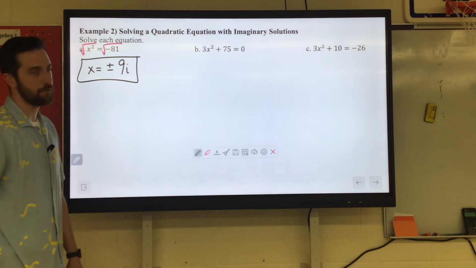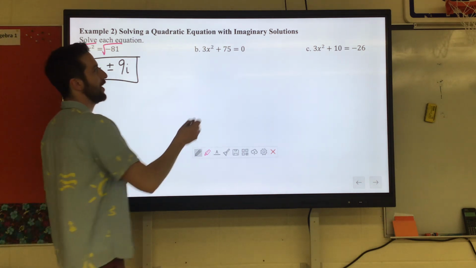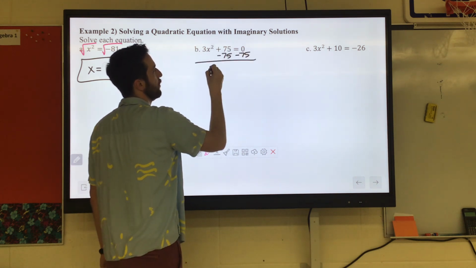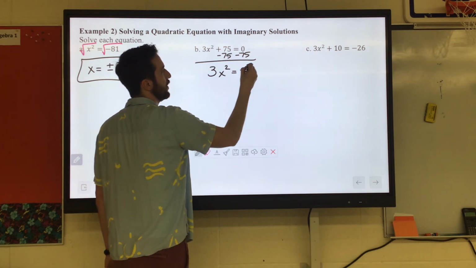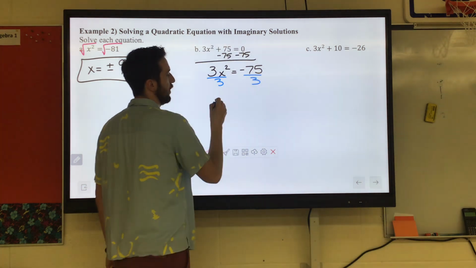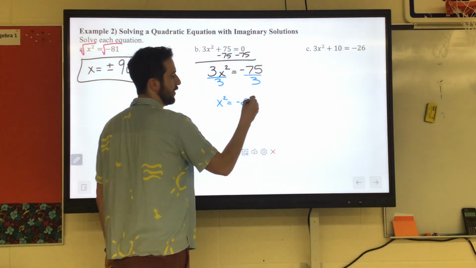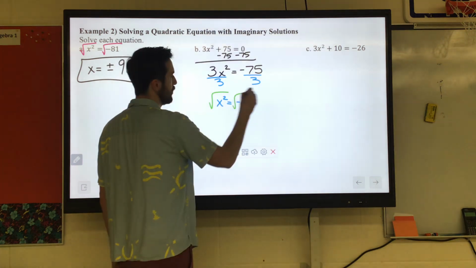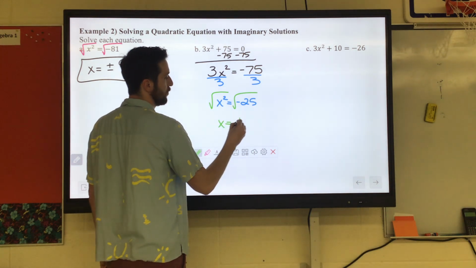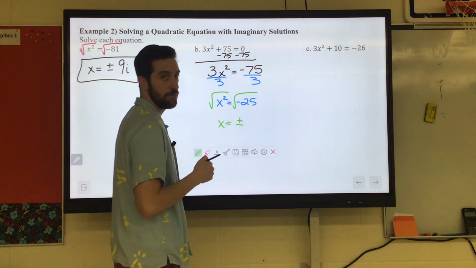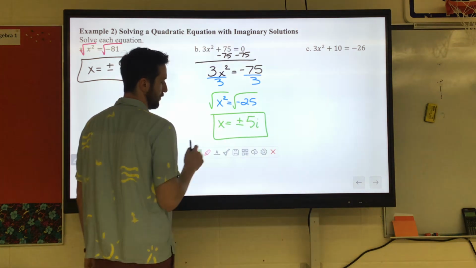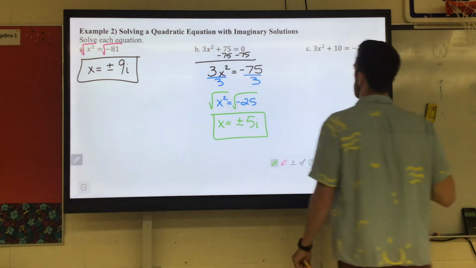Now, there's a step before we do that on number 2. On b, you have to isolate the x squared first. So we're going to subtract the 75 from both sides. 3 times x squared equals negative 75. Then we have to divide by 3. X squared equals negative 25. And then we square root. And this was in the past where we would have said no solution or no real numbers. But now we can. Plus or minus square root of negative 25, we're going to say is 5i. And here we go. We'll subtract the 10.